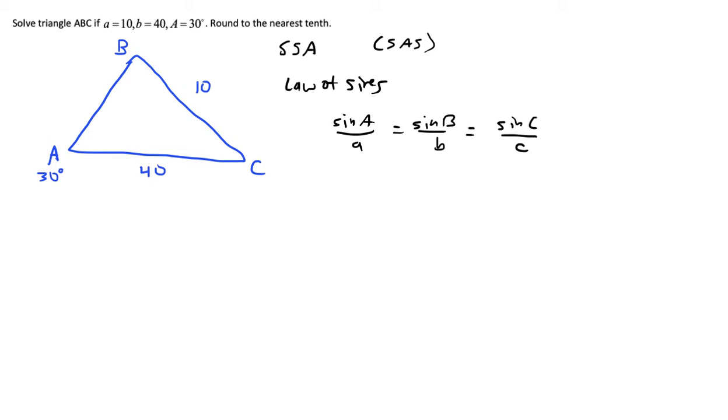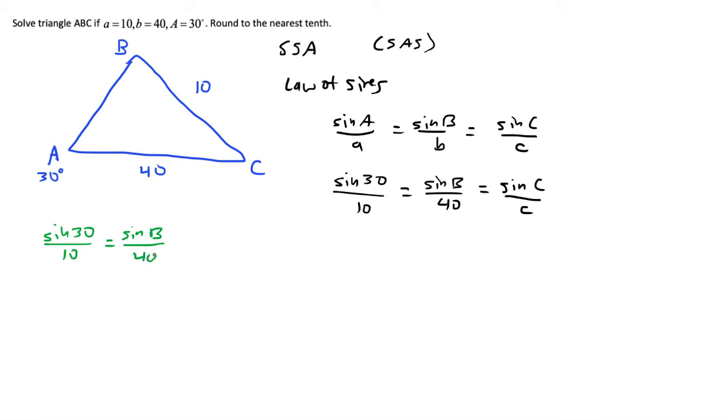Let's fill in the numbers that we know. So we've got the sine of 30 over 10 equals the sine of B over 40, which is equal to the sine of C over c. Notice in this ratio, we don't know these two values, which is okay. We can actually use this proportion to figure out the value of angle B first. So let's go ahead and do that. We'll set sine of 30 over 10 equal to the sine of B over 40, and we should be able to solve for B. We'll just do a little cross multiplication here.